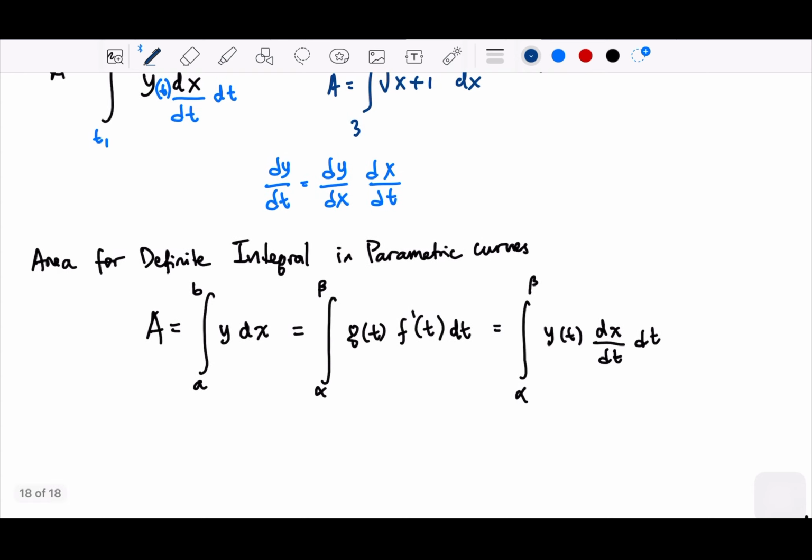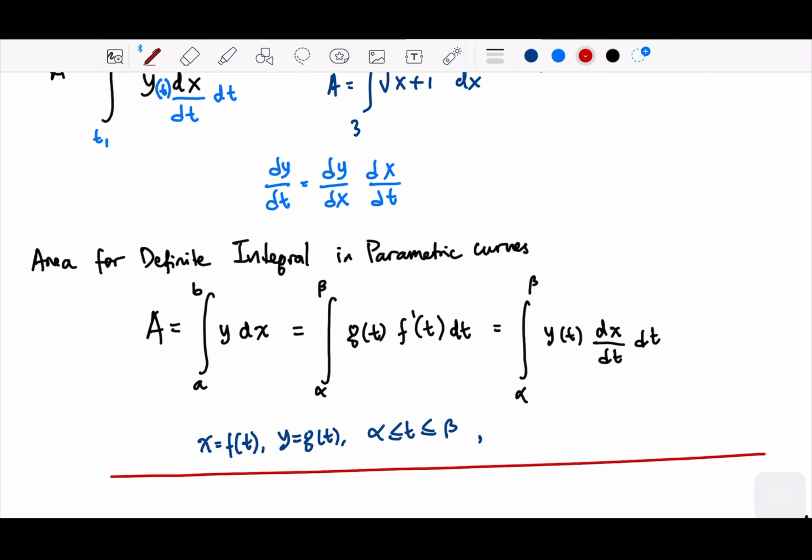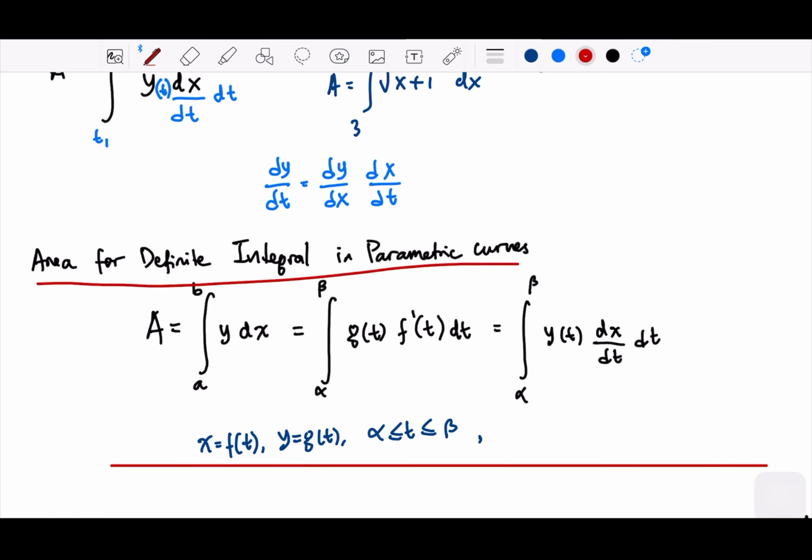So t is from alpha to beta, y is g of t, x is f of t. So this is for the area.